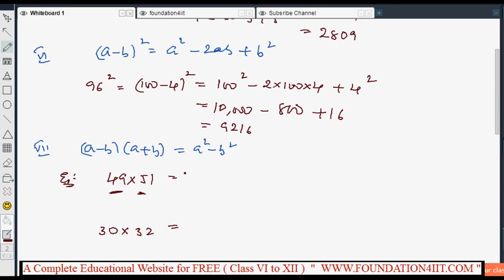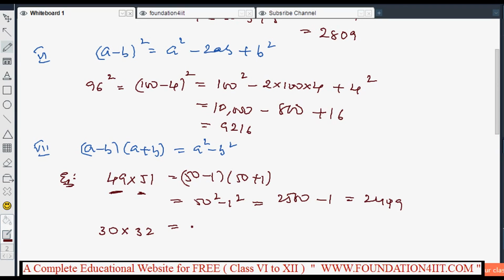49 into 51. That is 50 minus 1 into 50 plus 1, with the same number and opposite sign. So 50 square minus 1 square, using the a square minus b square formula. So 2500 minus 1 is 2499.